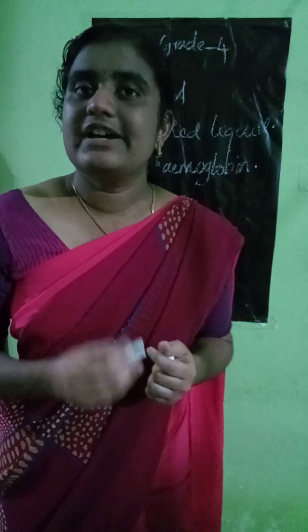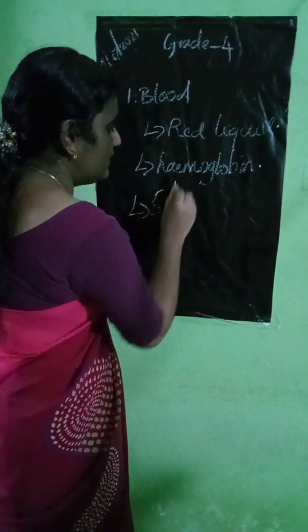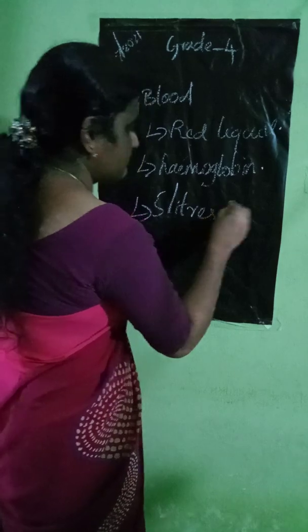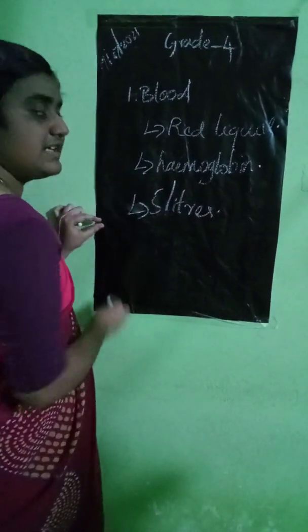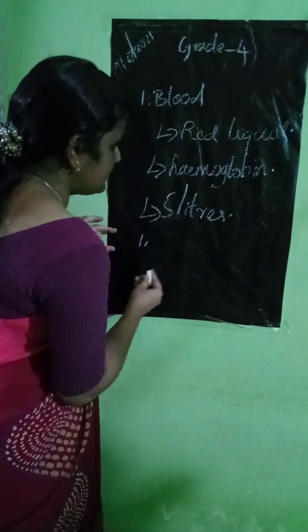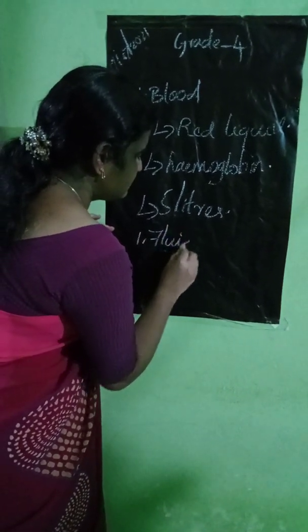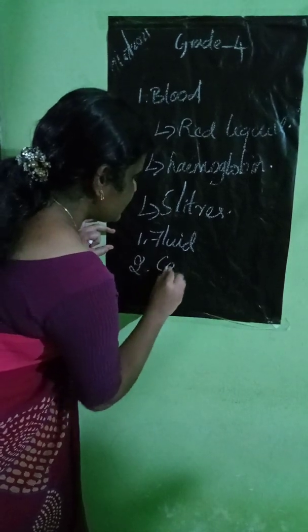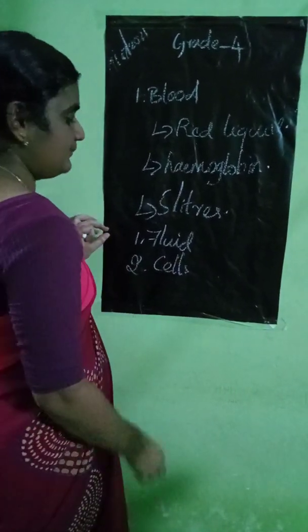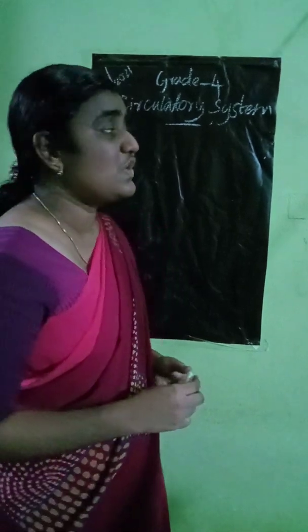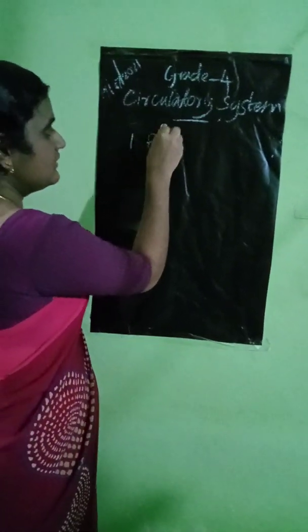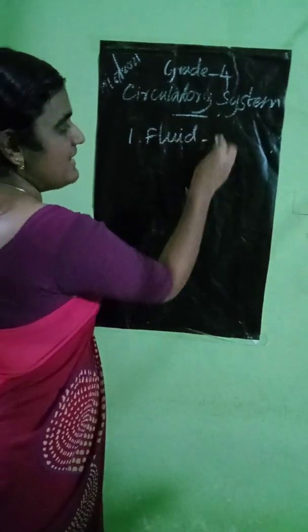Okay. Our body has 5 liters of blood. Okay children, the main components of blood are 2 components. The first one is fluid, and the second one is cells. The first component is fluid, that is plasma.